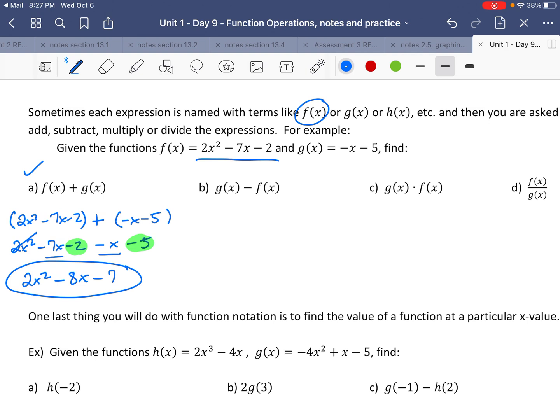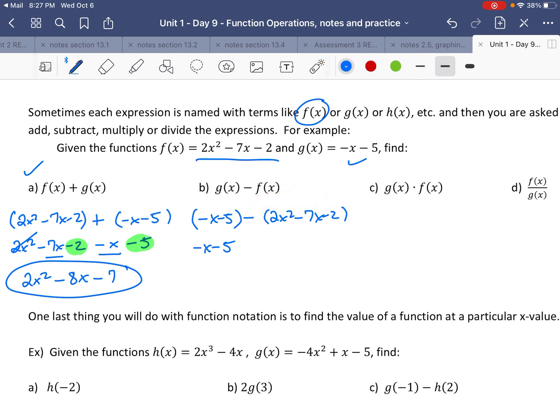Okay, letter B, we need g of x minus f of x. So I'm going to put g of x first, so negative x minus 5, put some parentheses around it, minus, let me put f of x here, 2x squared minus 7x minus 2. All right, so the first parentheses I can just drop because there's nothing in front of them. But remember here, I'm going to be giving the negative to each part.